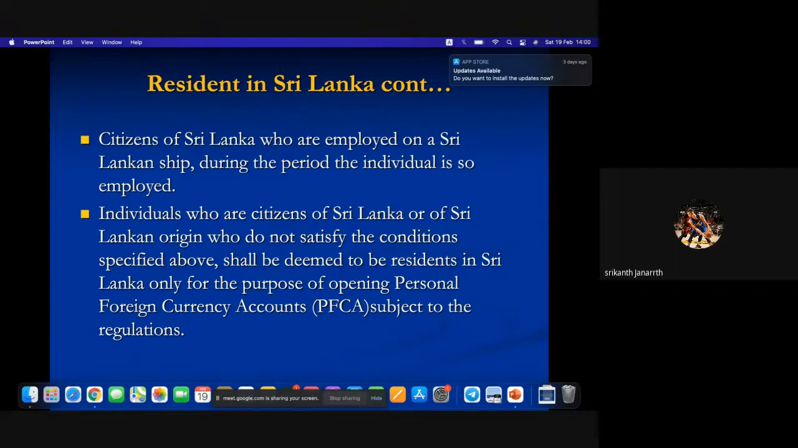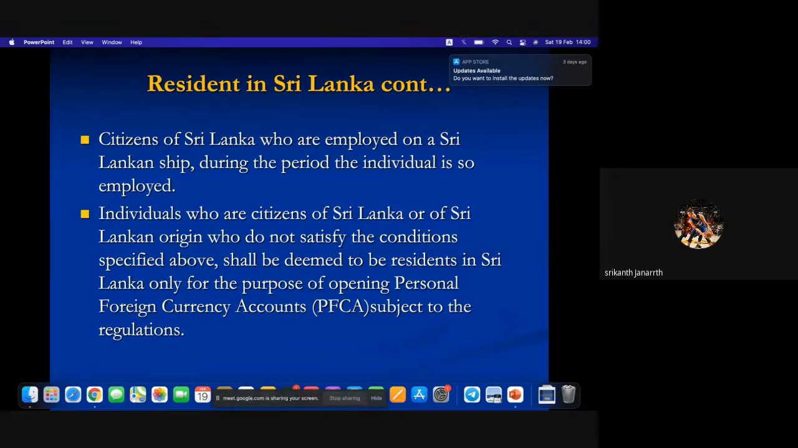Citizens of Sri Lanka who are employed on a Sri Lankan ship, during the period the individual is so employed. So you can see the crew members, Sri Lankan crew members working for a Sri Lankan ship. Though the ship is not sailing in Sri Lankan waters, it may be sailing in overseas waters, still it belongs to Sri Lanka. The ship belongs to Sri Lanka. So those crew members are Sri Lankan, and those people are also treated as resident. Though they are physically not in the island, they are outside the island, still they are treated as resident because they are working for a Sri Lankan ship.